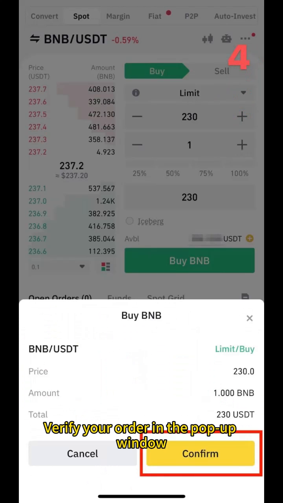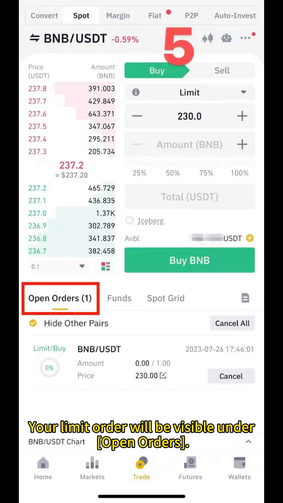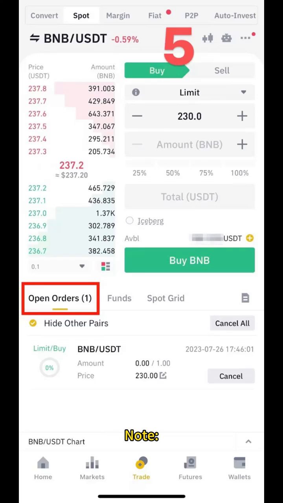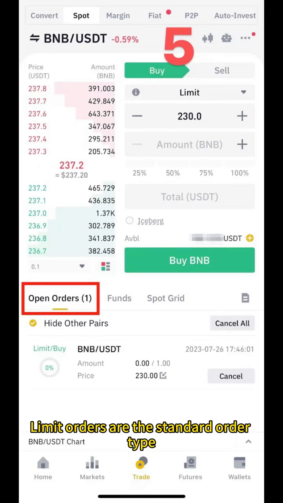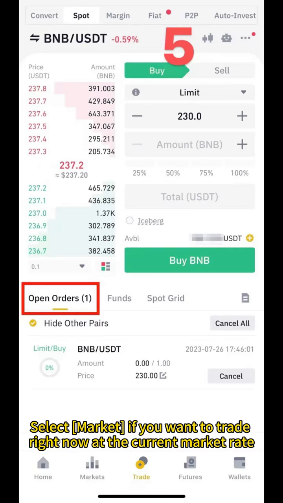Step 4. Verify your order in the pop-up window. Step 5. Your limit order will be visible under Open Orders. Note: limit orders are the standard order type. Select Market if you want to trade right now at the current market rate.